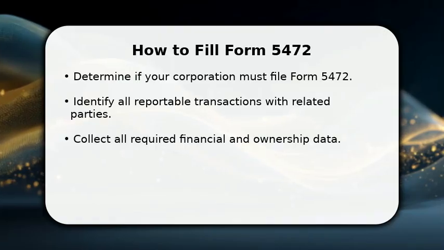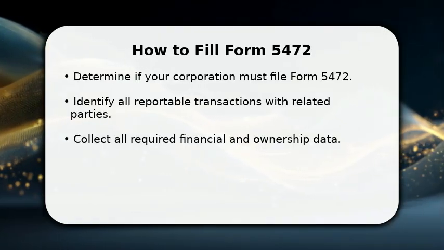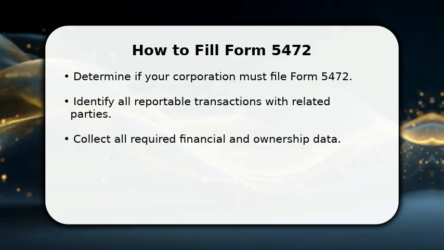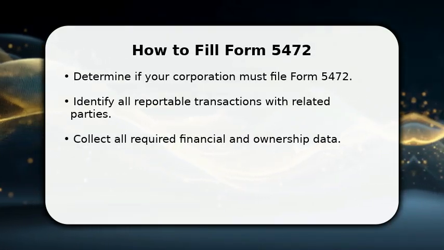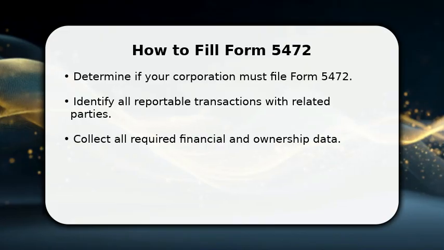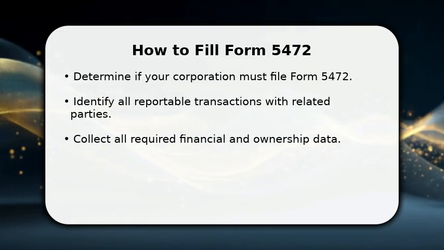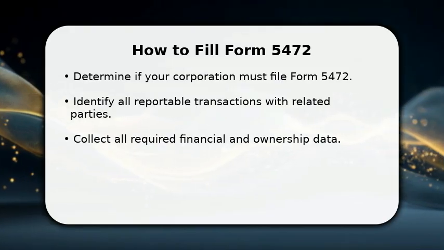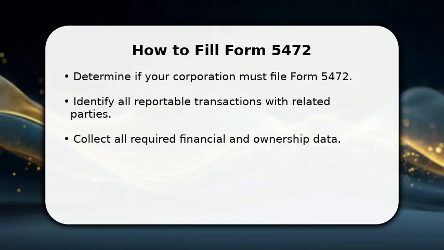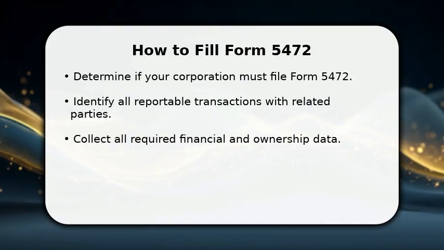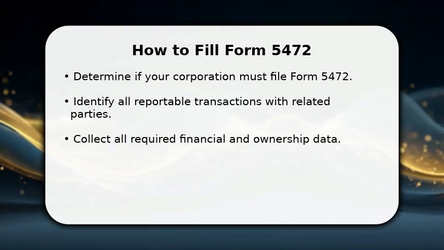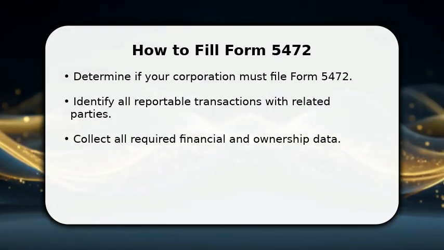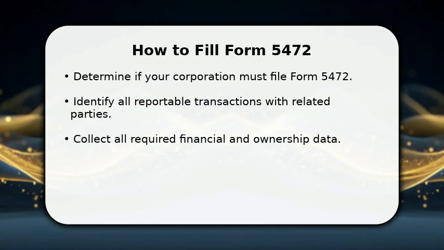In this video, I will explain how to fill Form 5472. First, you need to determine if your corporation is a reporting corporation, which generally means it's a one-person corporation with foreign ownership. Next, identify all transactions with related parties that must be reported. This includes sales, purchases, rents, and royalties. Finally, gather all the necessary financial and ownership information before you begin filling out the form.